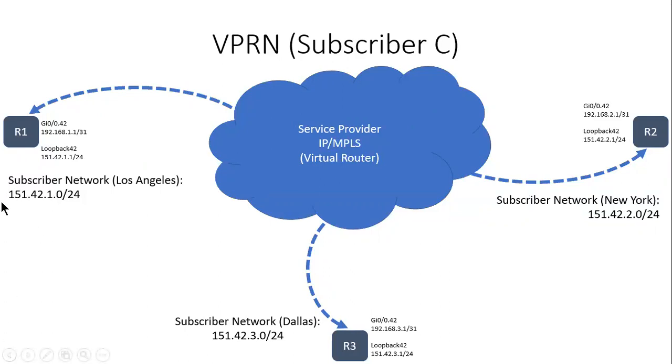So traffic sourced from one broadcast domain, we'll say the 42.1 network, can reach New York's broadcast domain, which is the 42.2 network. And of course, traffic from New York's broadcast domain, the 42.2 network, can reach Dallas's broadcast domain, which is the 42.3 network. So again, the service provider just emulates a virtual router that allows the subscriber to interconnect their broadcast domains as they see fit.